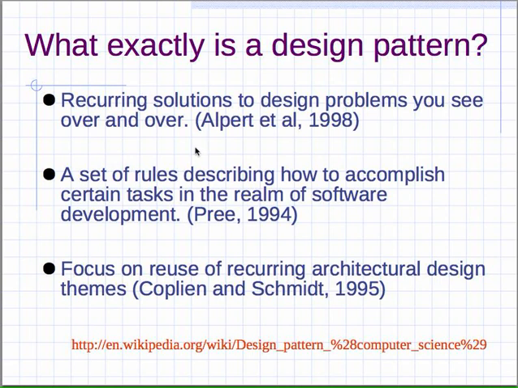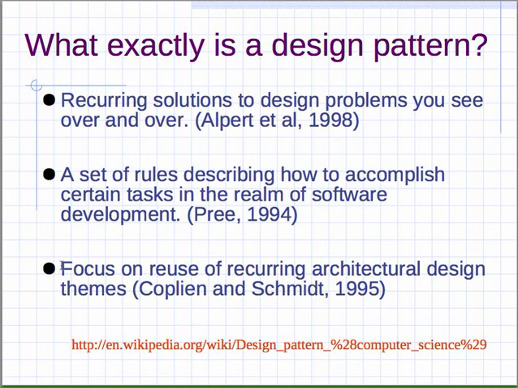So you solve a problem once, you solve a similar problem again, and then you try to abstract out what is common to those two similar problems. How do you come up with designs that work for both? Another way of looking at design patterns is as a set of rules describing how to accomplish certain tasks in the realm of software development. Okay, so a set of guidelines for creating classes, essentially.